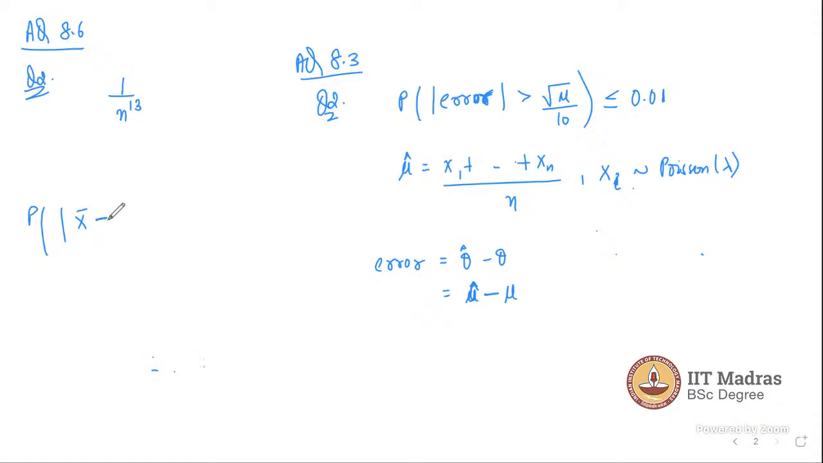Correct? Mu hat is x bar. Okay. Yes. And what is mu? Mu is lambda here, right? Mu is the mean, the mean of the distribution. That is lambda.